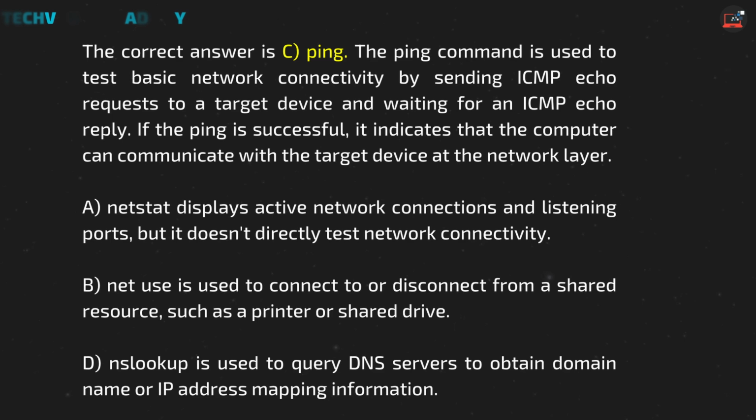A. netstat displays active network connections and listening ports, but it doesn't directly test network connectivity. B. net use is used to connect to or disconnect from a shared resource, such as a printer or shared drive. D. nslookup is used to query DNS servers to obtain domain name or IP address mapping information.